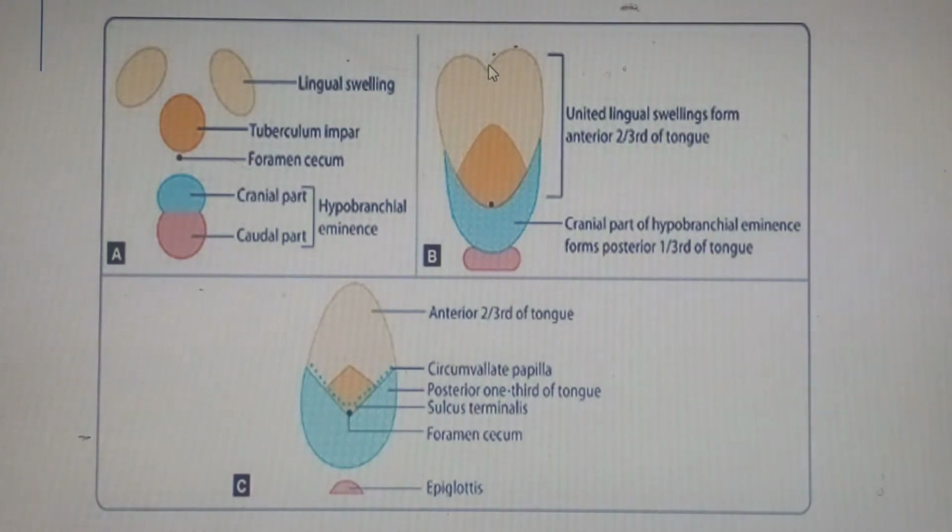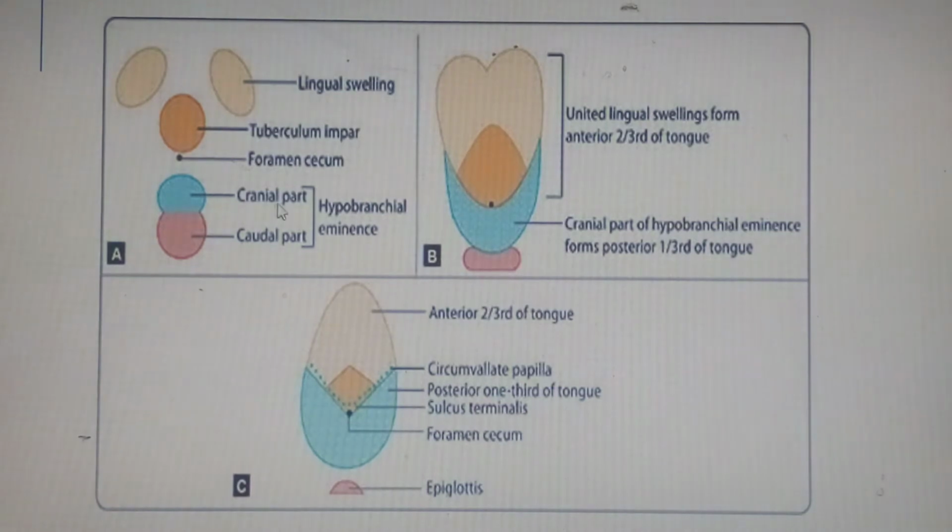So we expect bifid tongue in something like snakes, but in human beings, or in mammals, we don't expect to see this kind of bifid tongue. But what happens is that failure of the fusion of these lateral lingual swellings will lead to the bifid tongue.